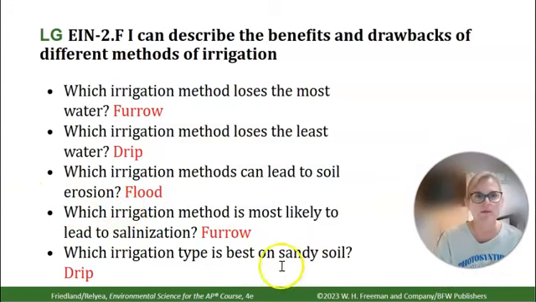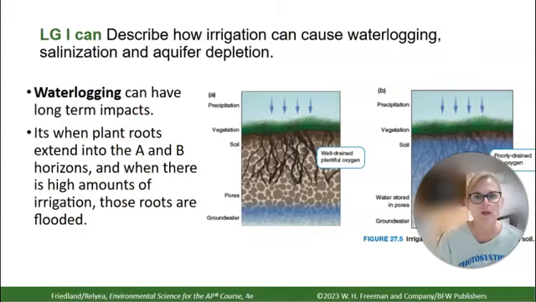Okay, so here's some things to know. Which irrigation method loses the most? You have to know it's furrow. Which loses the least? It's drip. What can lead to the most soil erosion? It's flood. Which one is more likely for soil salinization, that we're going to learn about here in a little bit? It's furrow. Which irrigation type is best on sandy soil? Drip irrigation.